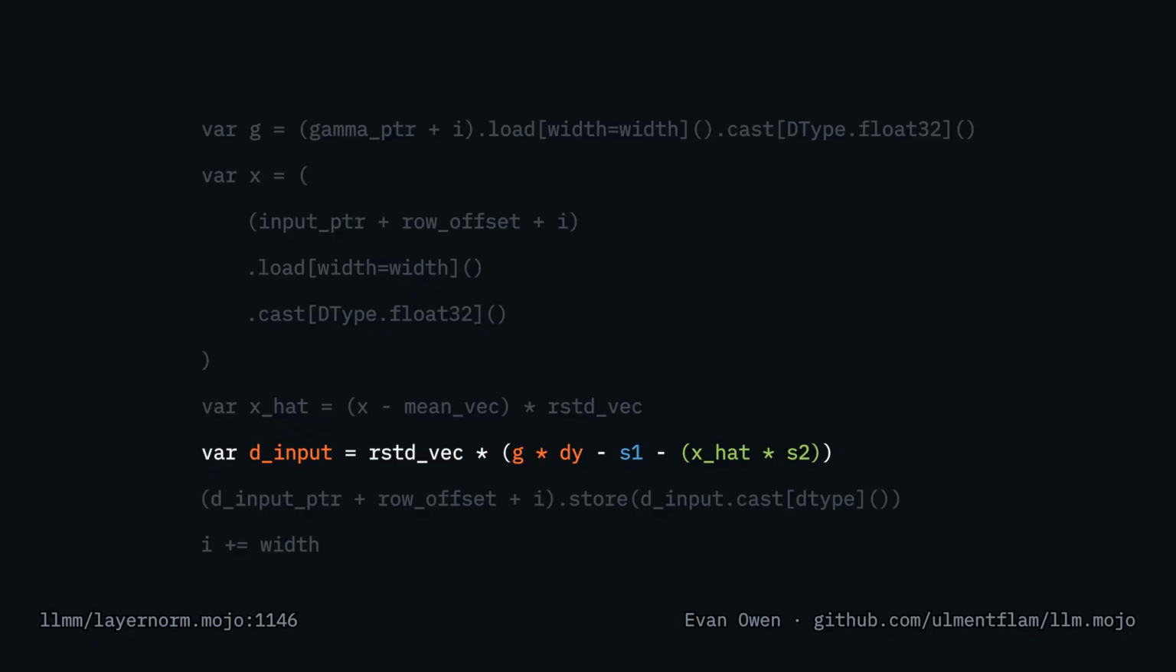That first bit is the chain rule. The other two terms look like they shouldn't be there. In the next 4 minutes, I want to show you where they come from and how that answer decides the parallelization of this kernel.